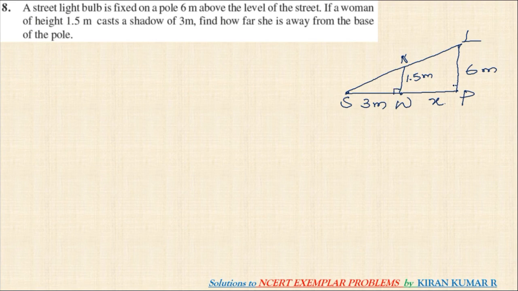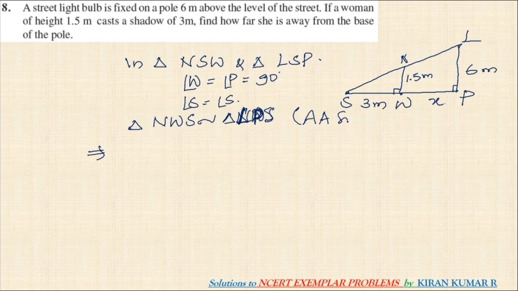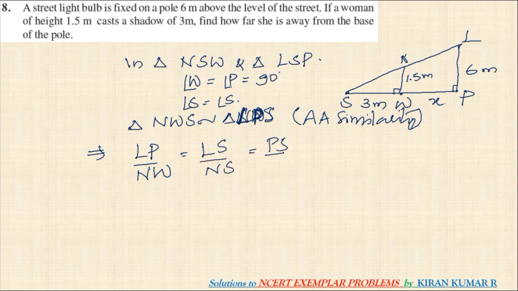If you observe, here we have got two right angles and this angle S is being common, so I can say that the triangles are similar. If you consider triangle NSW and triangle LSP, we have got angle W equal to angle P equal to 90 degrees, angle S is equal to angle S, therefore triangle NWS, the corresponding sides I am writing, is similar to triangle LPS. With respect to P, we have got W. When the triangles are similar, by similarity we can consider the corresponding sides ratio. So LP upon NW will be equal to LS upon NS. This will be equal to PS upon WS.